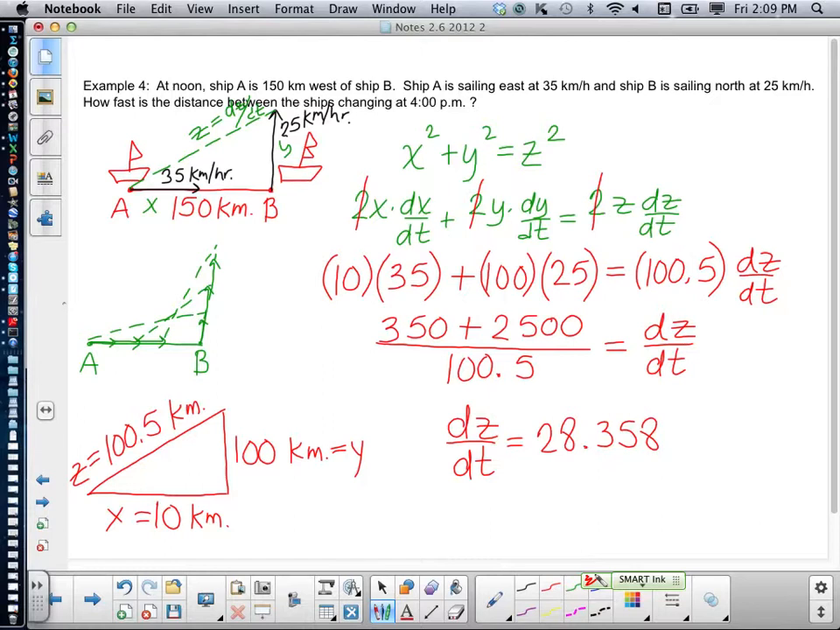Okay. Okay, so how about the units on that? What kind of units are we dealing with? Let's do a little bit of unit analysis. The 10 is kilometers. So we have kilometers times the 35, which is kilometers per hour. And we added that to kilometers times kilometers per hour. And then we divided by the 100.5. Okay. That was kilometers. So our answer is going to be kilometers per hour. Does that make sense for dz dt? Okay. So, not so bad?